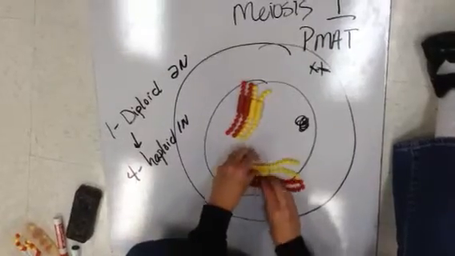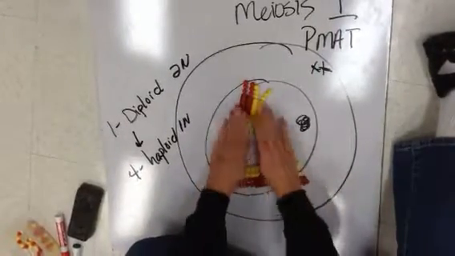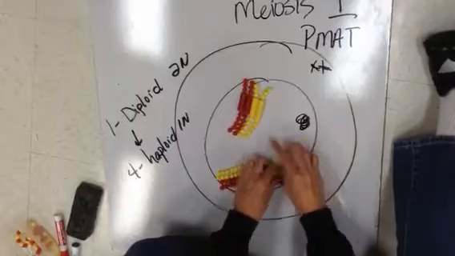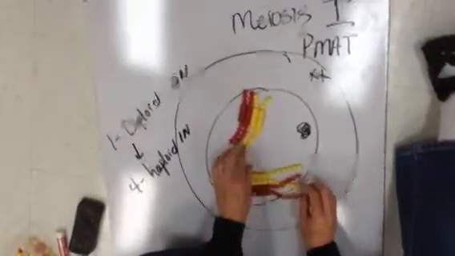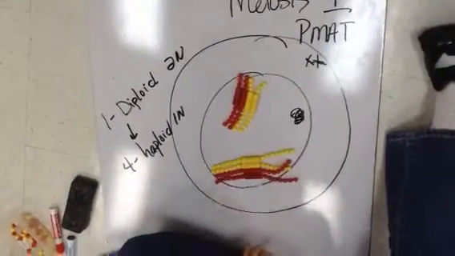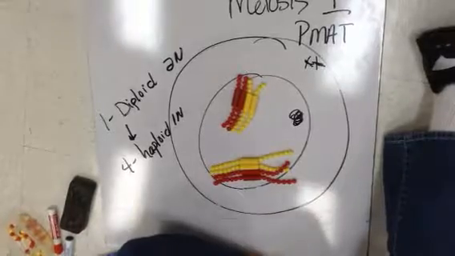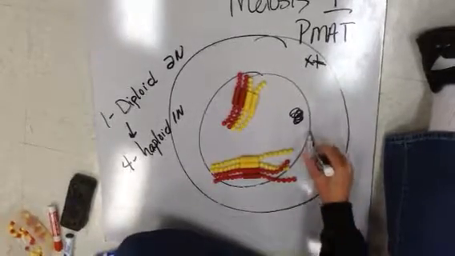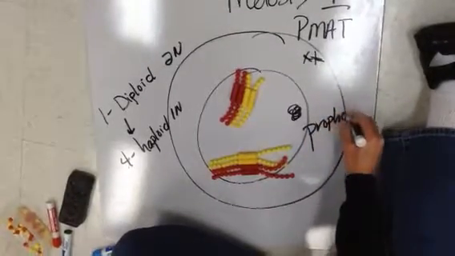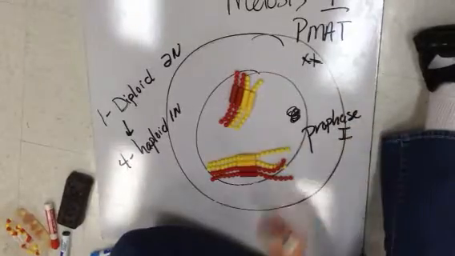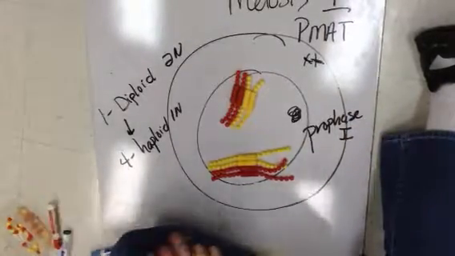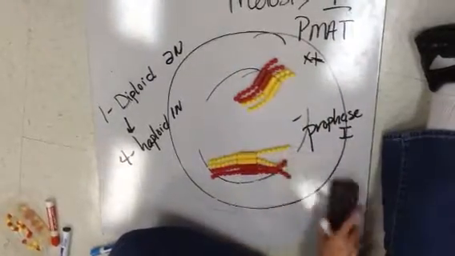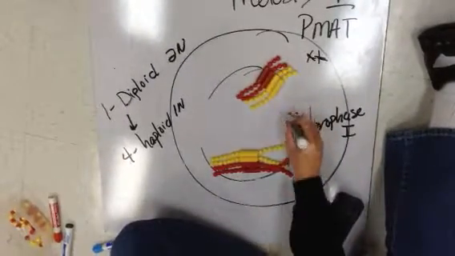So here's chromosome 2, the long one, mom and dad's, and here's the short one. They found each other. They found their partners. Now in prophase 1, and that's what we're talking about here, prophase 1, again, our nucleolus will break down, the nuclear envelope will start to break down. Okay, so I'm breaking it down.